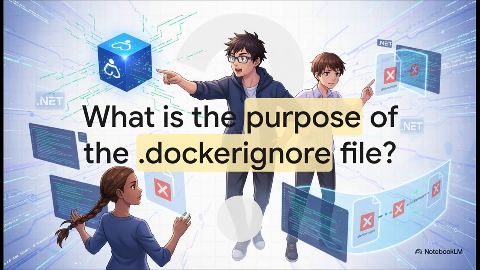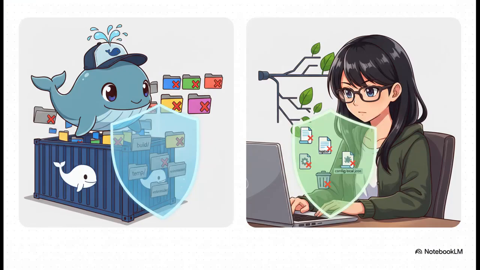Ooh, now this is a good one. This question really separates the people who have dabbled in Docker from those who have used it seriously. It's all about optimizing your build. So, what is the .dockerignore file for? Honestly, the best analogy, the one that will make it instantly click for any developer, is this one right here. The .dockerignore file is to your Docker build what the .gitignore file is to Git. It simply tells Docker, hey, when you're building this image, ignore these files and folders.